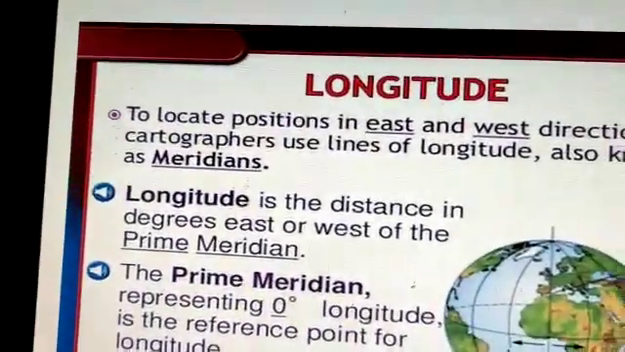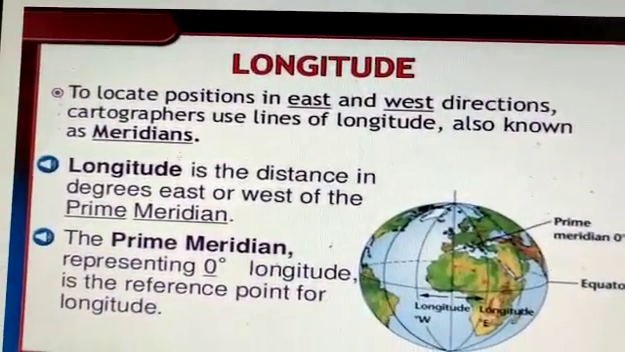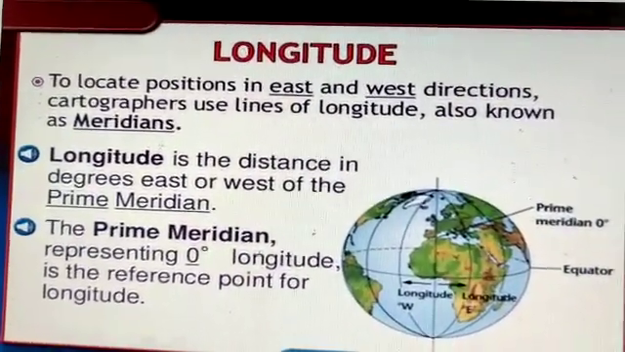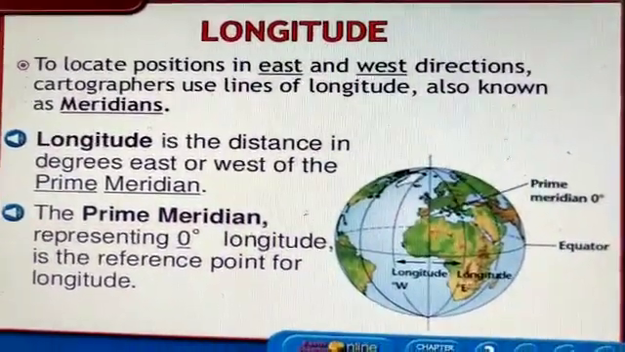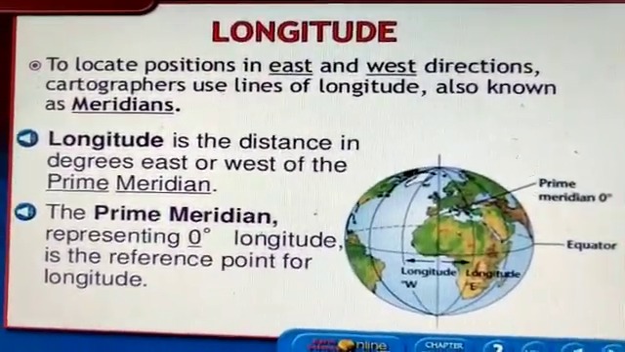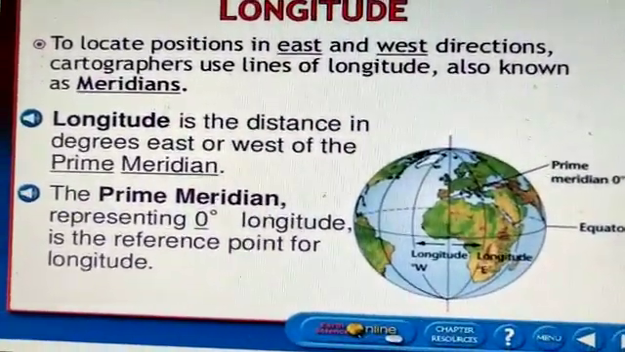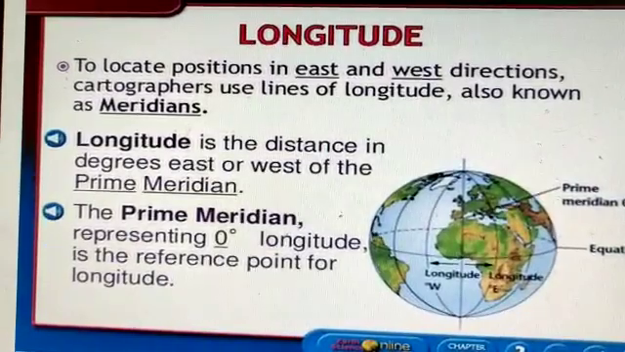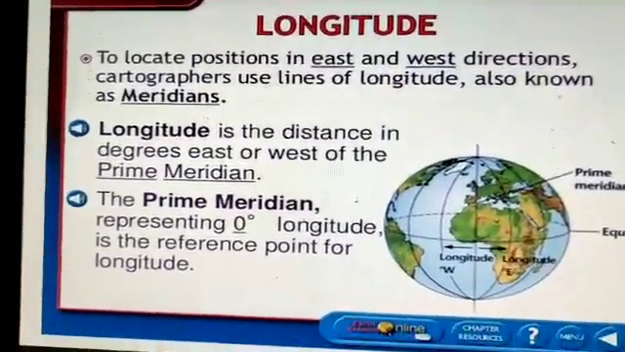Hello students, today we are going to start longitude. To create position in east and west direction, cartographers use lines of longitude, also known as meridians. Longitude is the distance in degrees east or west of the prime meridian. The prime meridian, representing 0 degree longitude, is the reference point for longitude.